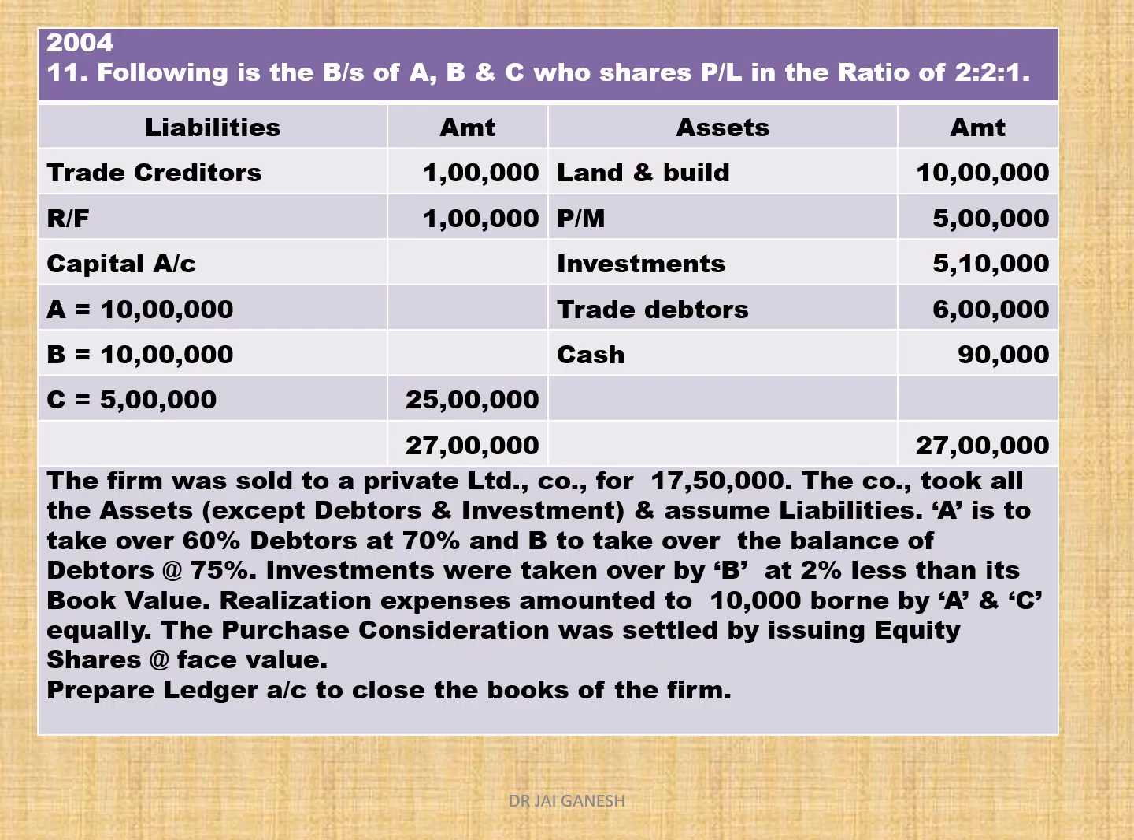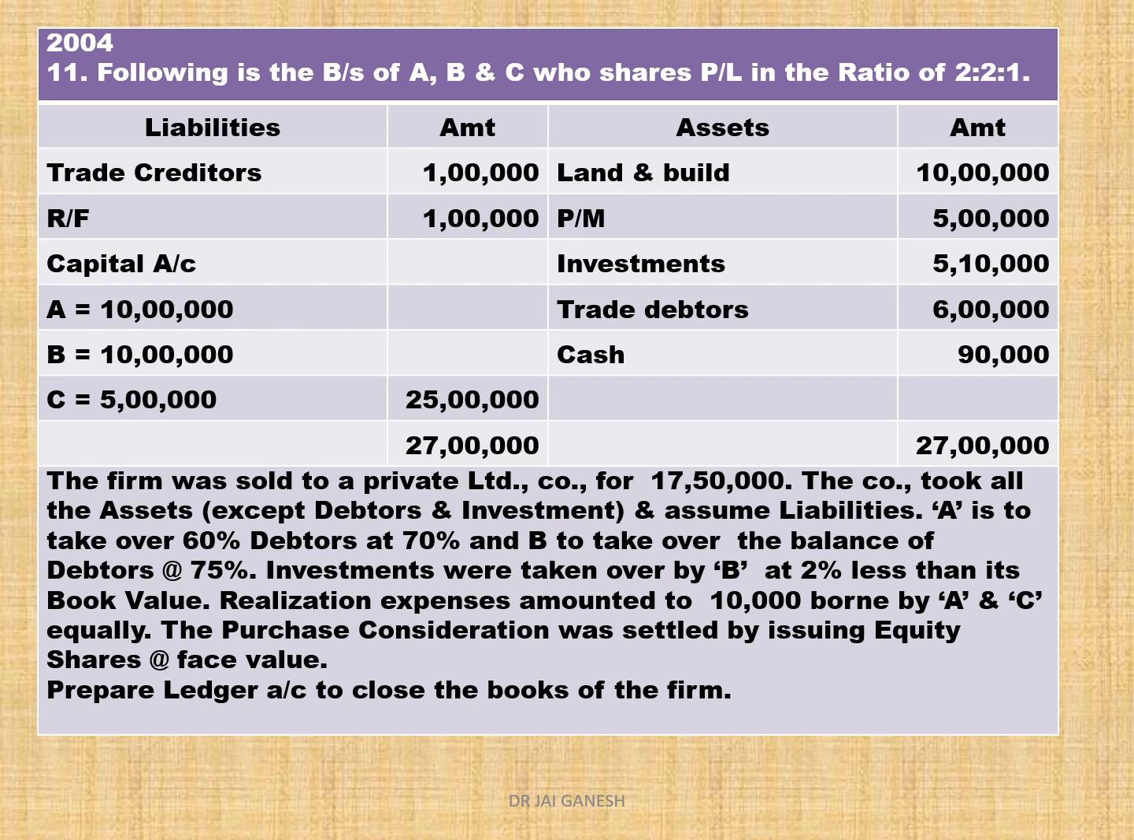It's a problem on sale of partnership. Following is a balance sheet of A, B and C who share profit and loss in the ratio of 2 to 1. We have in the liability side trade creditors, reserve fund, capital accounts of A, B and C, land and building, plant and machinery, investment, trade debtors and cash.